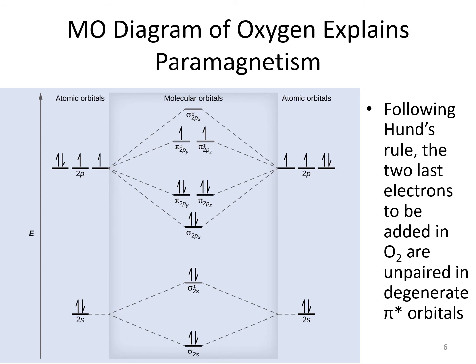The molecular orbital diagram for oxygen explains why it is paramagnetic. When we fill in the molecular orbital diagram, we follow the Aufbau principle and Hund's rule. The last 2 electrons to be filled in go into separate pi star antibonding molecular orbitals. Because the molecule contains at least 1 unpaired electron, it is paramagnetic.